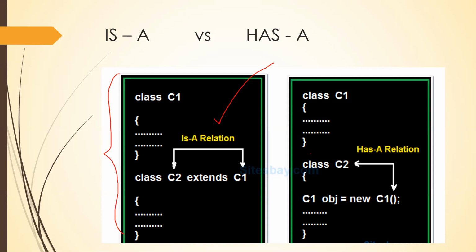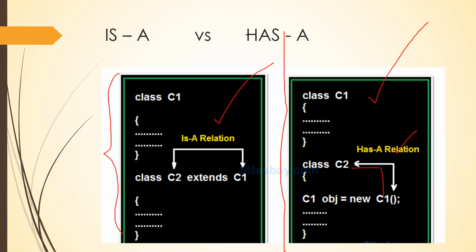Now let's come to has a. I've got a class called C1. In no way does C2 inherit C1. This is a completely different case. I've got another class C2, but C2 can have an object of C1. So I can say C1 has a relationship with C2, being a component, a composition. You call it a has a relationship.